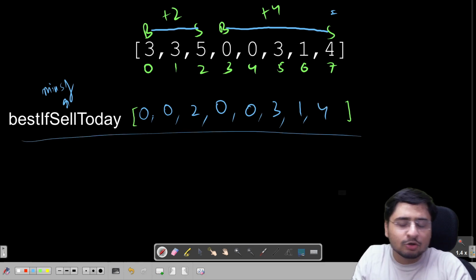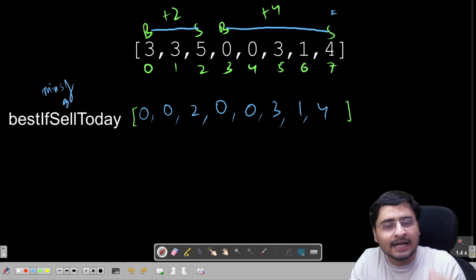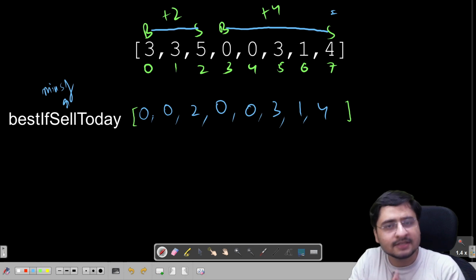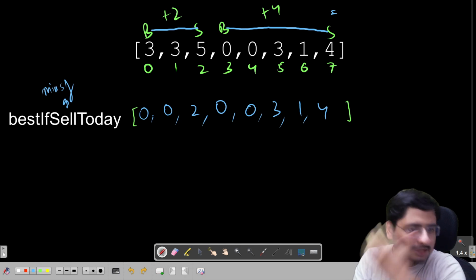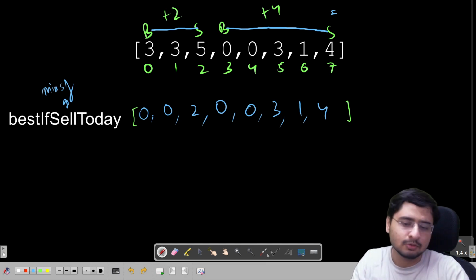So if you look at this particular array, it is saying that if I sell today, that is the best I'm able to make. I hope this is clear. If I'm selling today, this is the best I'm able to make. I hope this array is particularly clear, right? If I'm forced to sell on that particular day, that's the best I'm able to make, right?